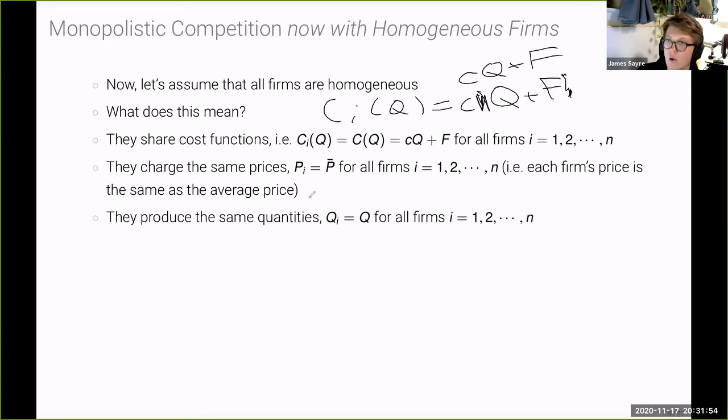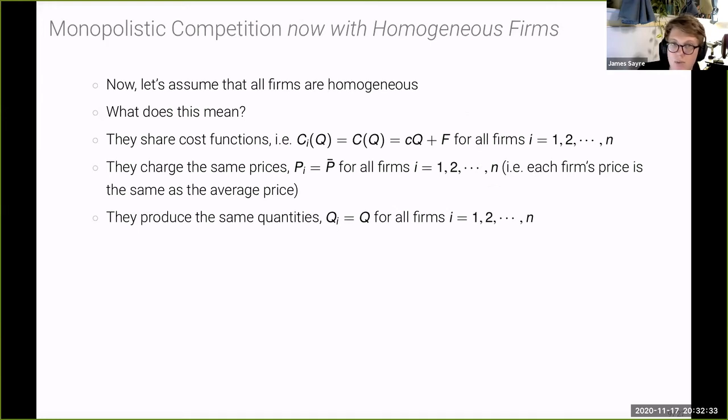And then, if they charge the same prices, then if we go back to our original demand function, not our inverse demand function, and we plug in the fact that they're charging the same price, then obviously they're going to produce the exact same quantities. We have a function that tells us what they're going to produce, and now that function is going to be the same. And so each firm is going to produce the same quantity, and that's going to be true for all firms.